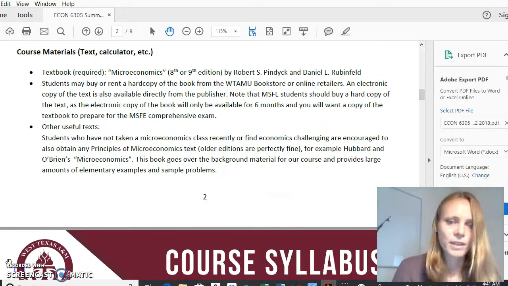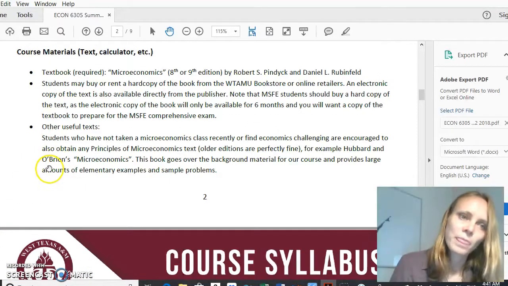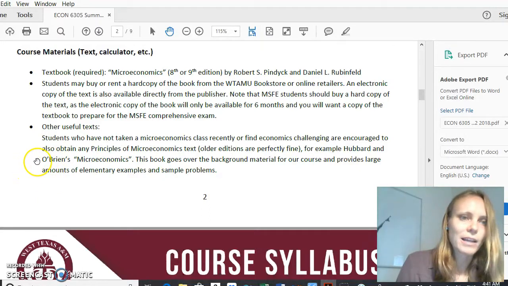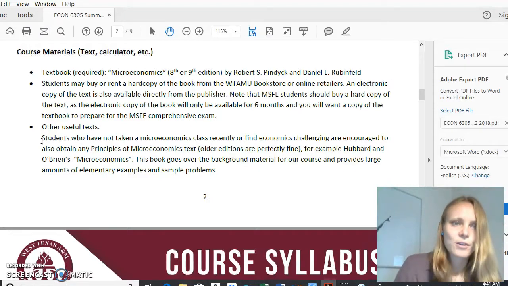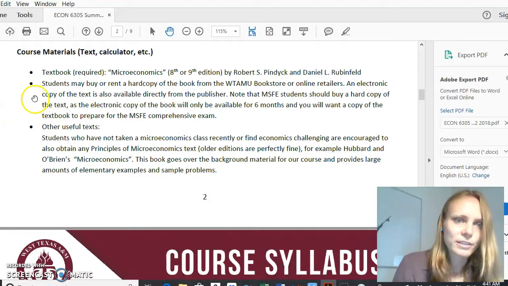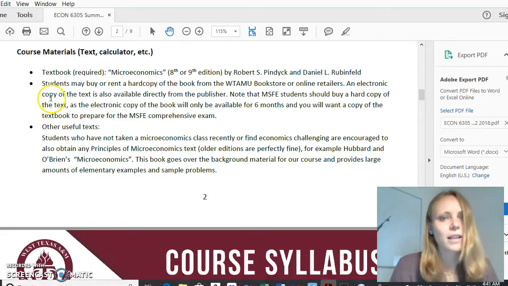Okay, so far I have told you what we're going to learn, and now let's talk a little bit about how we're going to learn it. So first of all, the course materials. The textbook for this class is Microeconomics by Pindyck and Rubinfeld. The newest edition is the 9th edition.